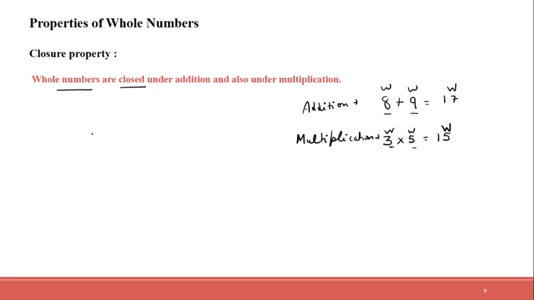But let's check for subtraction and division. First, subtraction. If I write here 8 and subtract 9 from it, is 8 a whole number? Yes. Is 9 a whole number? Yes. But what answer will I get if I subtract 9 from 8? 8 minus 9 is equal to minus 1, because 9 is greater than 8. If I subtract this large number from this smaller number, then I'll get minus 1.